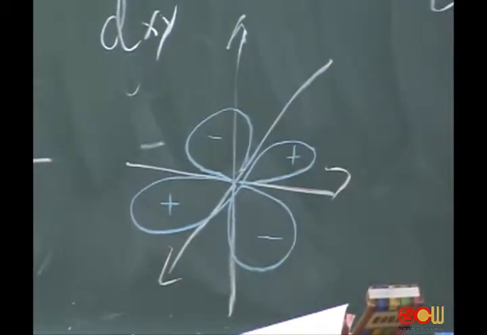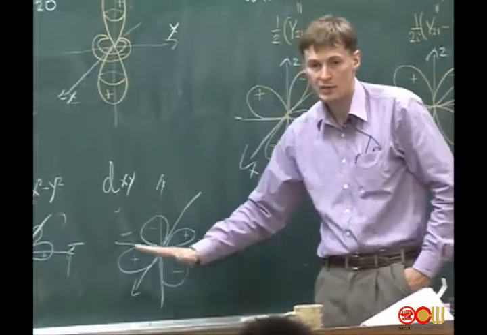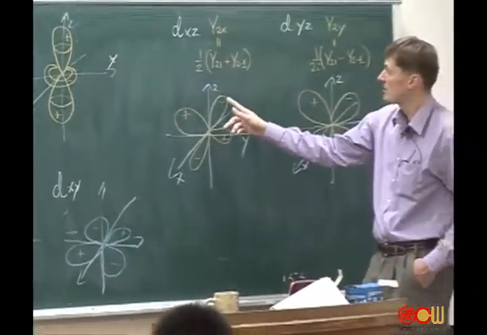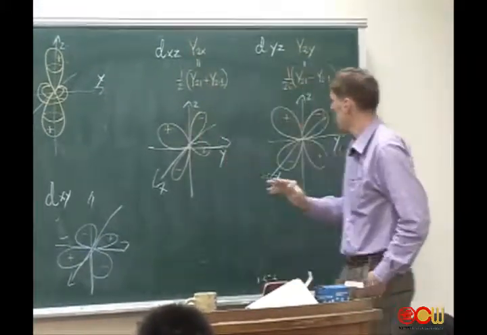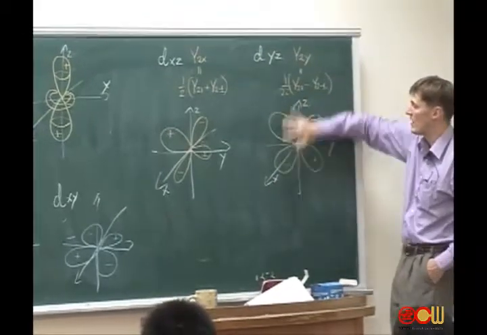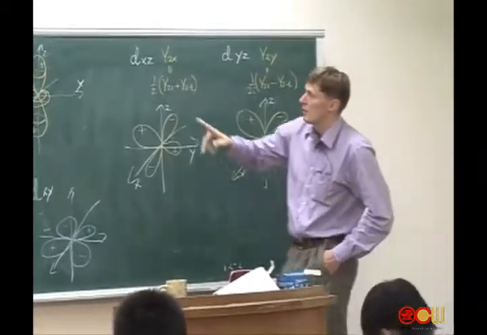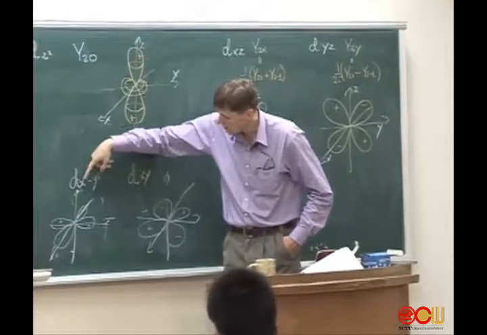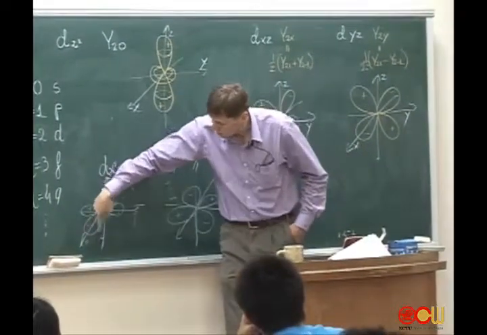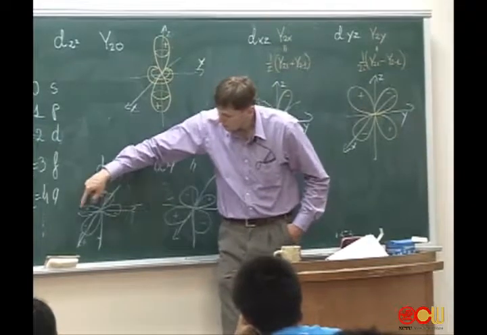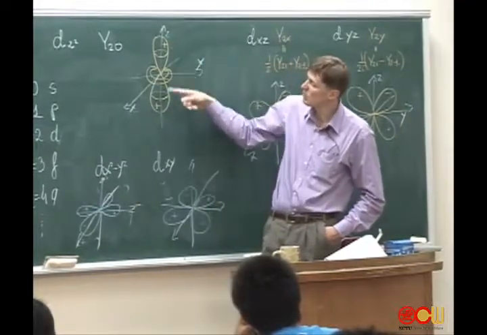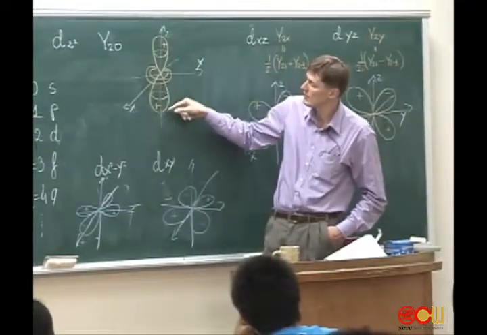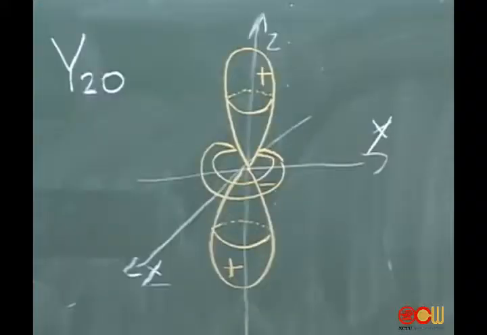So very simple to imagine. xy, everything is in the xy plane. xz, everything is in the xz plane. yz, everything is in the yz plane. The z square is a special one. And x square minus y square is also a special one. You see that everything is on the axis. So kind of similar to this one. Here everything is on the axis z. Here everything is on the axes x and y.